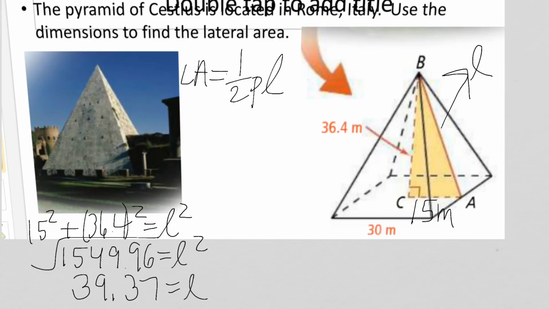All right, so when I plugged in my 15, that was the length from A to C, half of the 30. My 36.4 squared for B, I'm looking for the L squared, which is the C in the Pythagorean theorem.